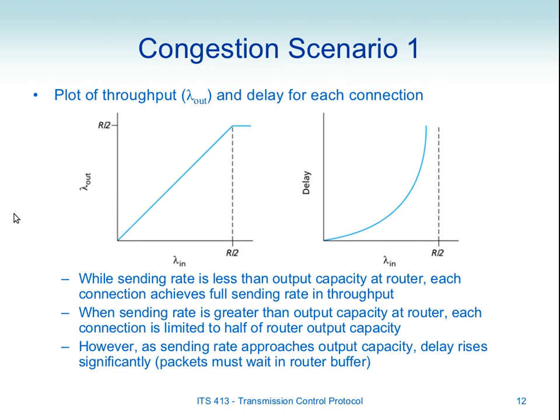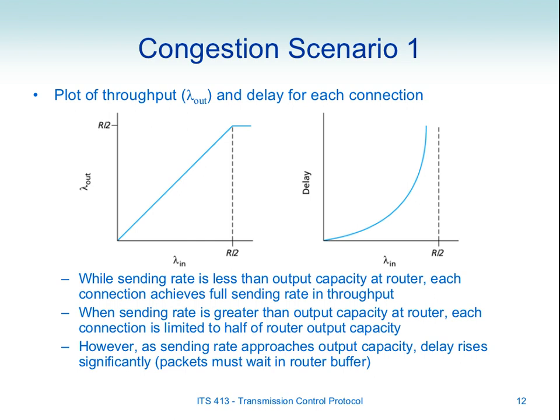That's what this diagram illustrates: the throughput, lambda out, against the sending rate, lambda in. When the sending rate is less than R on 2, because we have two hosts sharing this R capacity, then looking at an individual host we'll get that throughput. If our sending rate was 1, we'd get a throughput of 1. If it was 2, we'd get 2. If it is 5, we'd get 5. If our sending rate was 6, we get a throughput of 5 still.